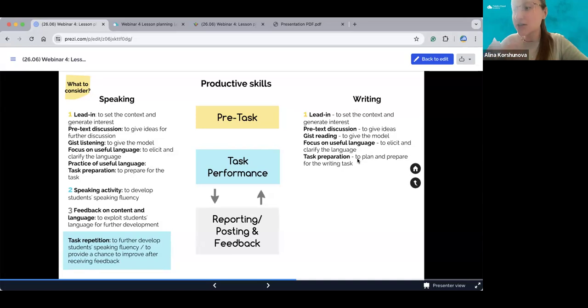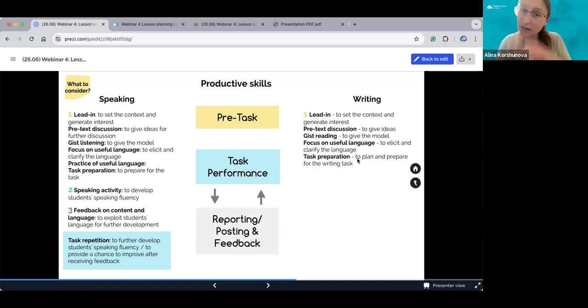Again, writing from scratch, it might be difficult. So you should allow some time for preparing, for writing a plan, for taking notes, for collecting ideas. It might be done individually or in pairs. You might put your students into pairs and brainstorm ideas for their future text, for their future piece of writing.